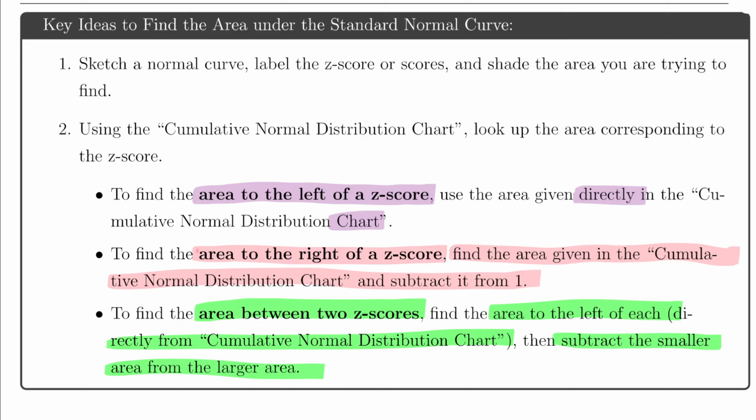And then finally, for the area between 2 scores, if you just go to the chart, again, it doesn't give you from here to here. It only gives you area to the left. So if we first find the area to the left of the larger value, that overestimates it. Now, how much does it overestimate it? Exactly by the area to the left of the smaller value. So you find that in the chart. So then you take the overestimate minus however much you overestimated by, and you'll get the exact portion you're looking for.